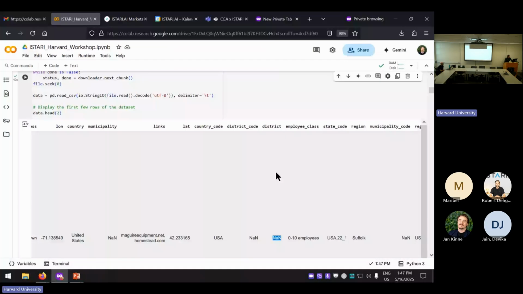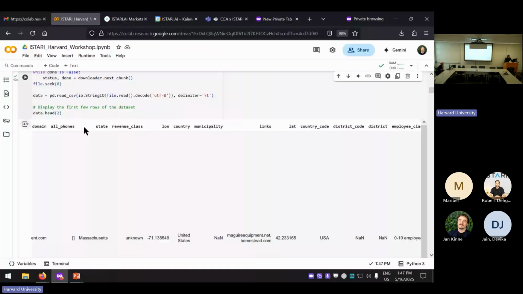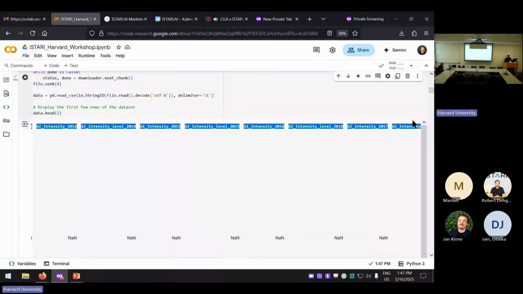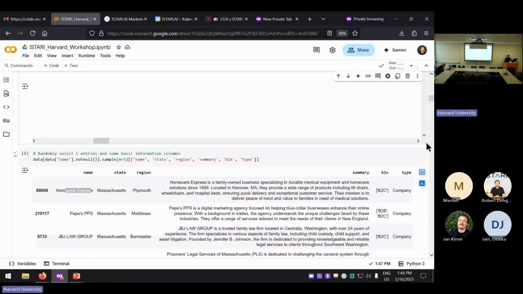A sec here. So those are all the columns that we have in the data set. And the cool thing is, if we go over here, you can see we have an AI intensity from 2013 up to 2024. So we have basically a time series data set, right? So we know for each of those observations in our data set what the value was in 2013, whether they were engaged in AI or not, and how it changed over the years. So that's one thing we can have a look at.